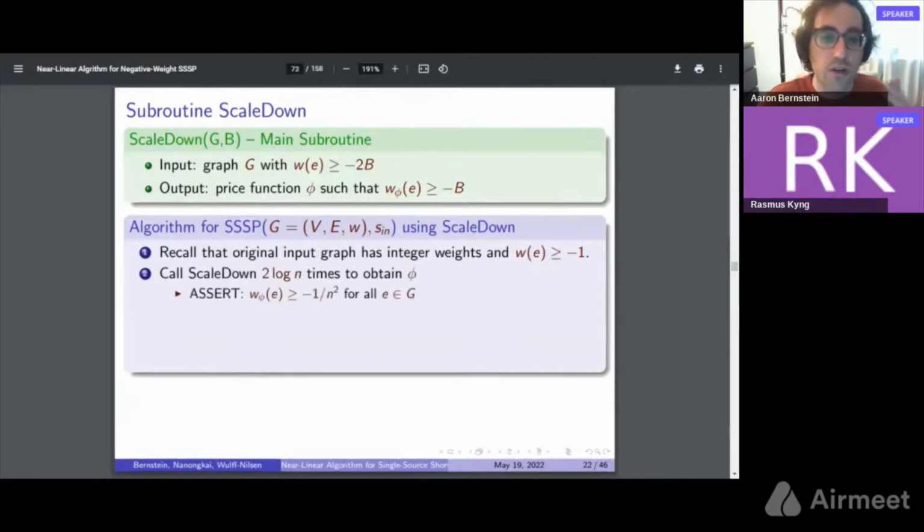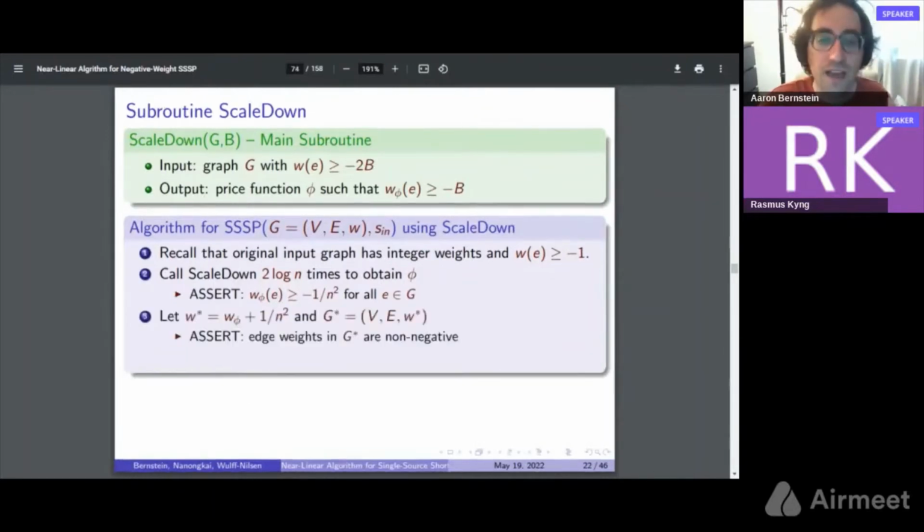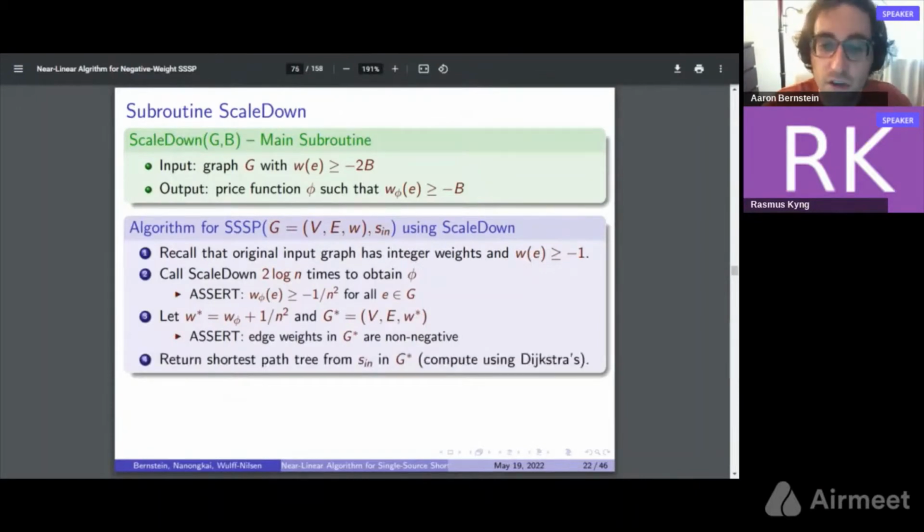So all we do is call scale down over and over again to get better and better price functions, such that at the end, all the weights are barely negative because we've scaled them down so much. They're all bigger than -1/n². And now we just bump all the edge weights up by 1/n². And so clearly now your edge weights are non-negative. And so now you just run Dijkstra in this graph G star to get your shortest path tree.